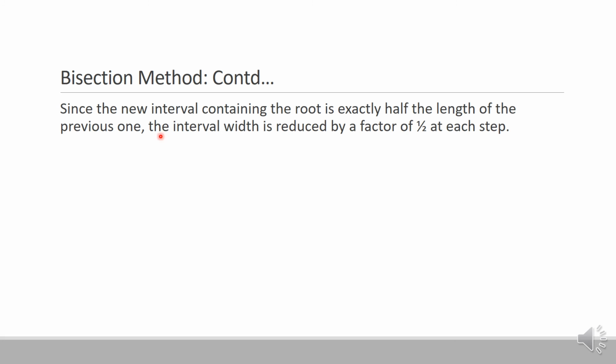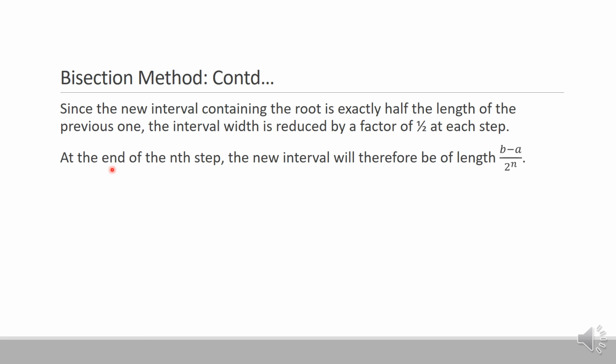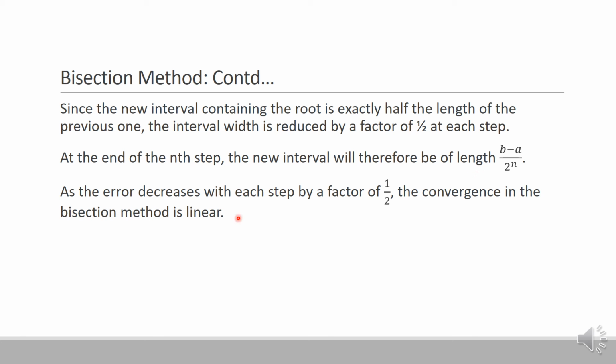Since the new interval containing the root is exactly half the length of the previous one, the interval width is reduced by a factor of half at each step. At the end of nth step, the new interval will therefore be of length b minus a by 2 power n. As the error decreases with each step by a factor of half, the convergence in the bisection method will be linear.